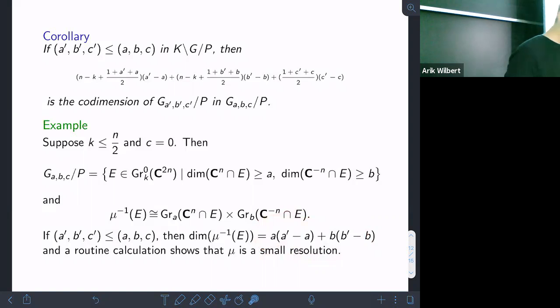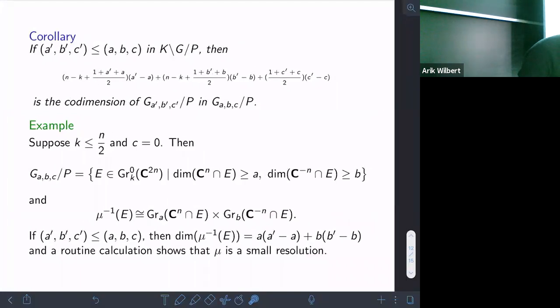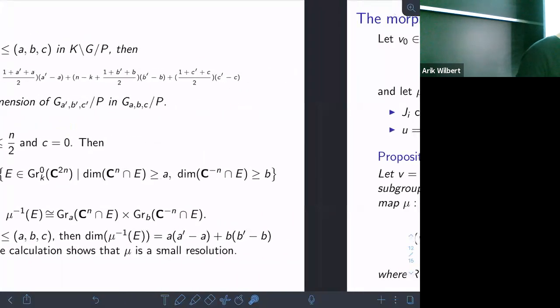So to show that this is a small resolution, you have to compare this expression to this expression, and I just want to point out that this a prime minus a shows up, and some things cancel nicely. There's a nice grouping of terms. Okay, so there's a family of small resolutions.